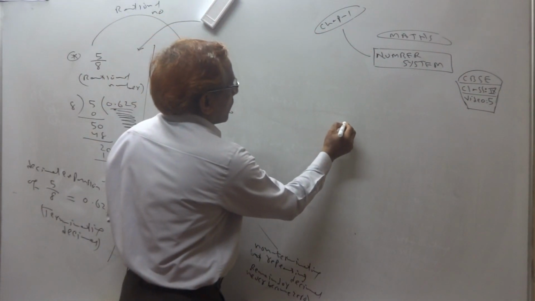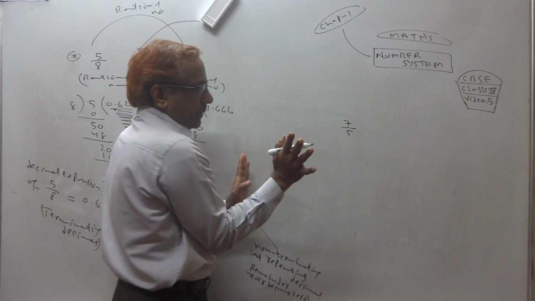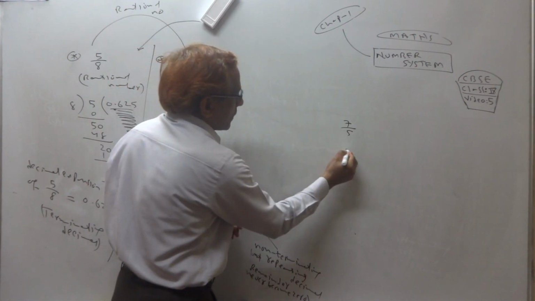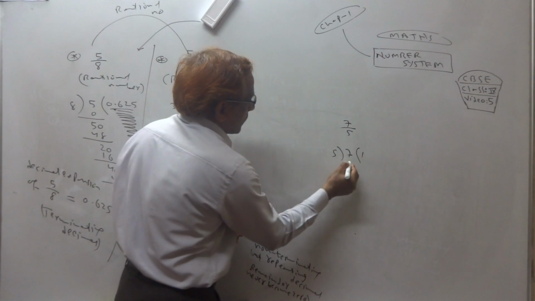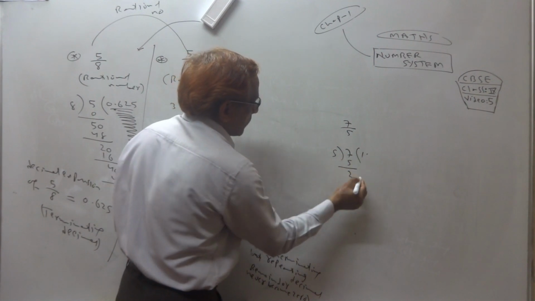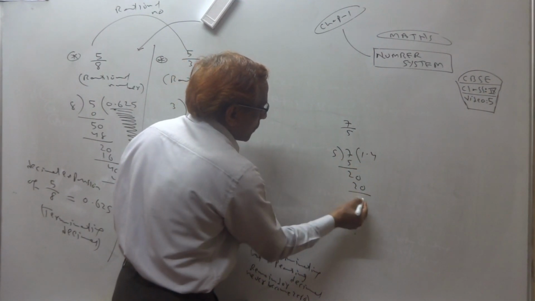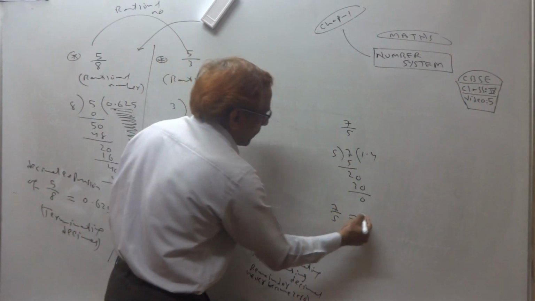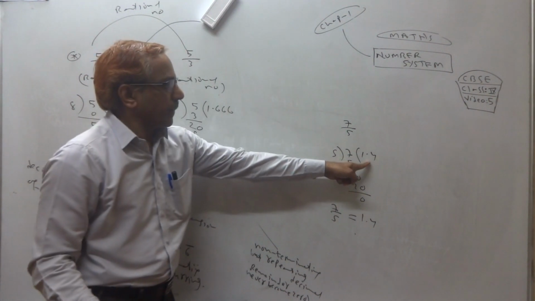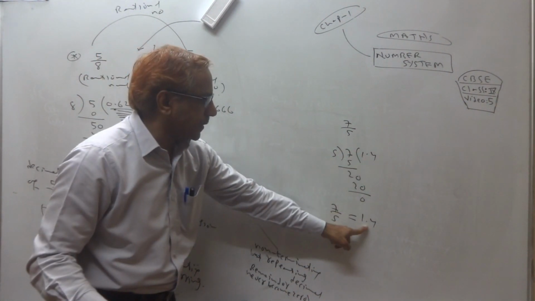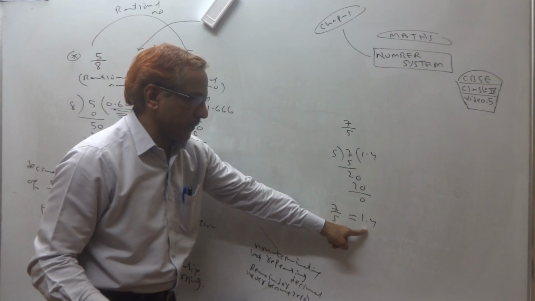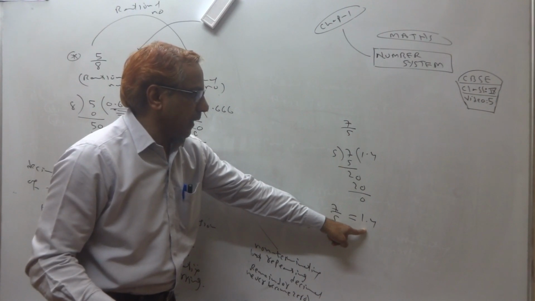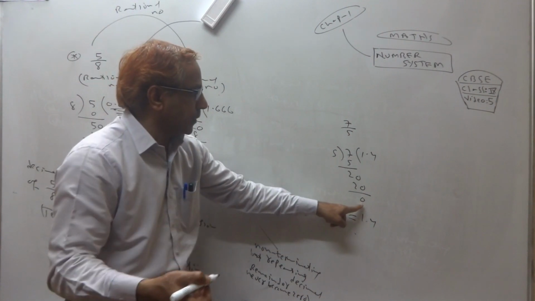So 7 by 5 is there. If you divide 7 by 5, 5 ones are 5, 2 left, decimal 0, 5 4s are 20, you get 0. So what is the decimal expansion of 7 by 5? It is 1.4. 1.4 is the answer. This is called decimal expansion, and it is a terminating decimal because you got 0.